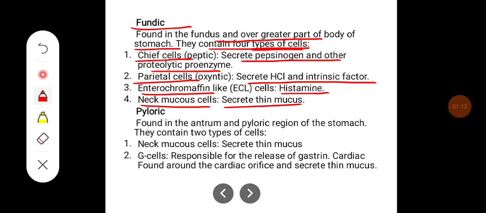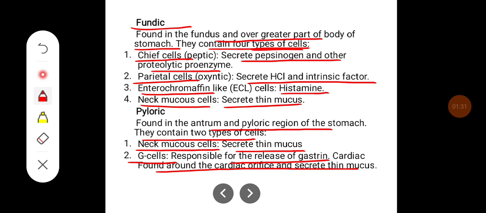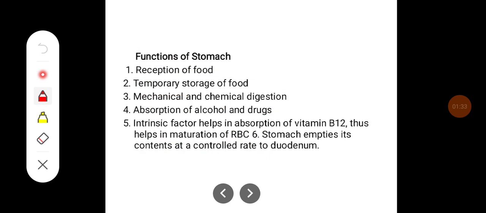Pyloric glands. So these are found in the antrum and pyloric regions of the stomach, and they contain two types of cells: the neck mucous cells and G cells. Neck mucous cells secrete thin mucus, whereas G cells are responsible for release of gastrin. Cardiac glands are found around the cardiac orifice and they secrete thin mucus.